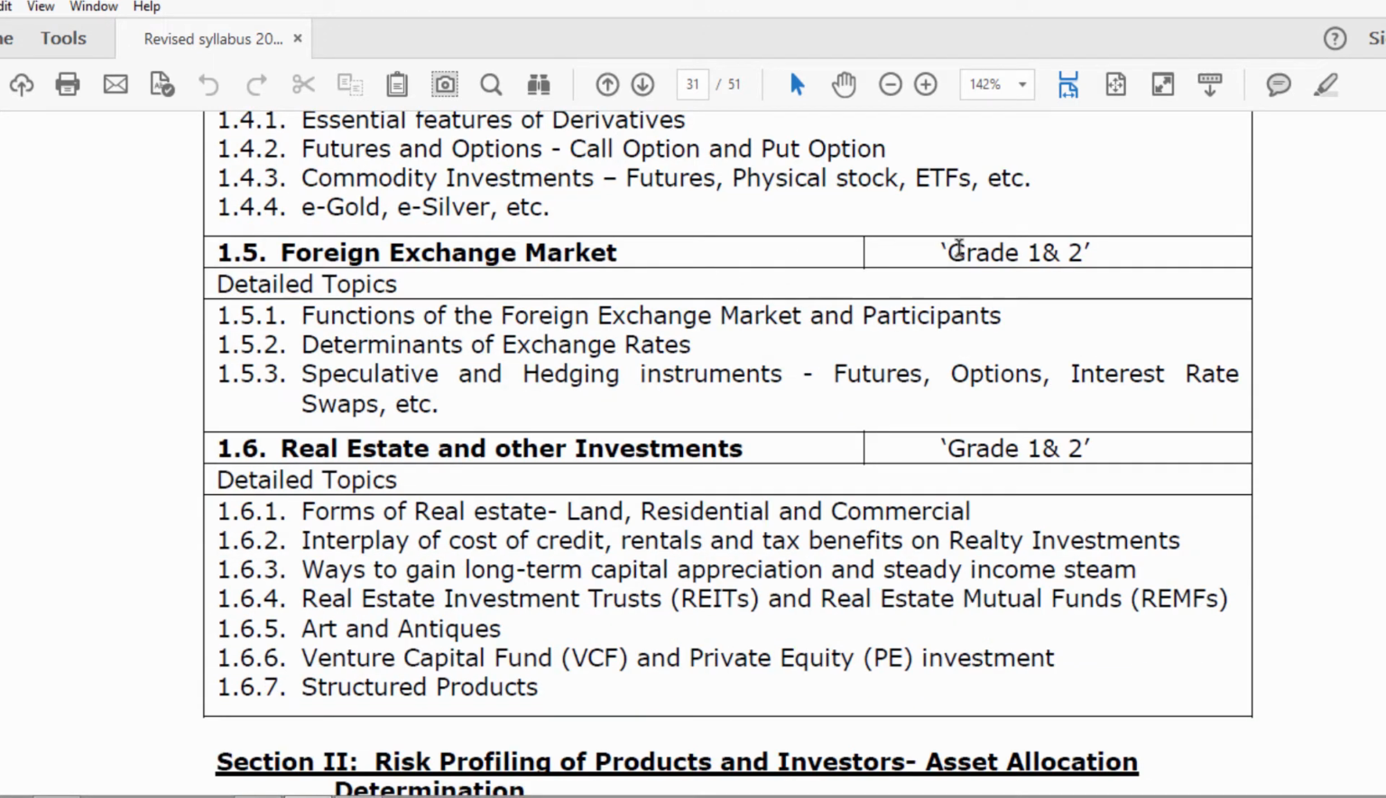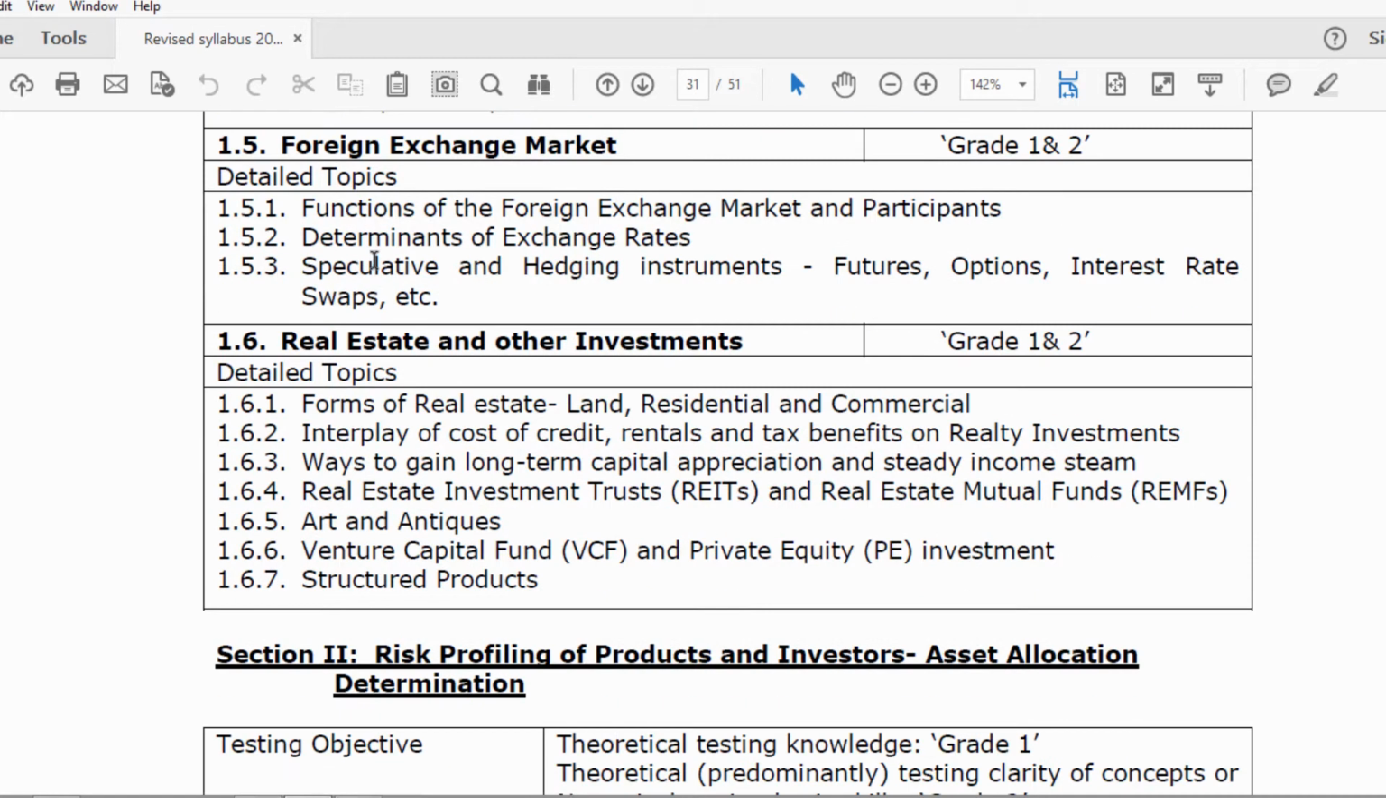Then we have the foreign exchange market. This is also fairly simple. Regarding marks allocated, you can expect a 1 or 2 marker question, and at times it doesn't come at all, right? So this is what you should study: what is the foreign exchange market. You should understand exchange rate quotations and some of the factors which affect exchange rates, along with all the derivative products, which can easily mingle with the previous topic.